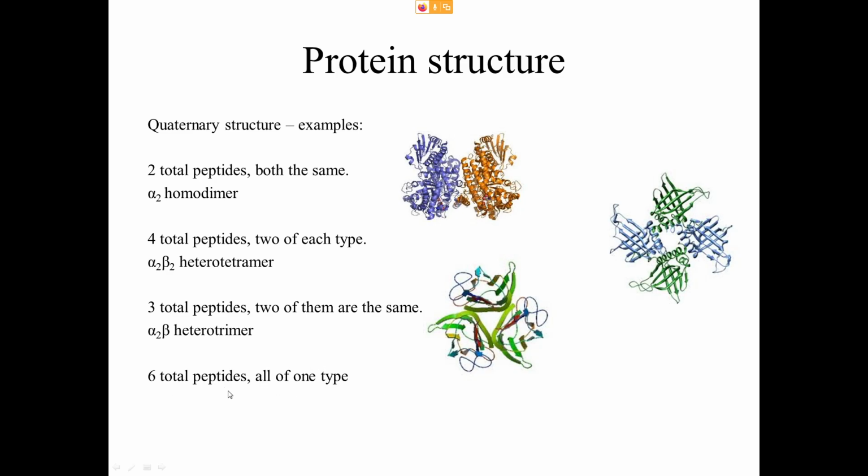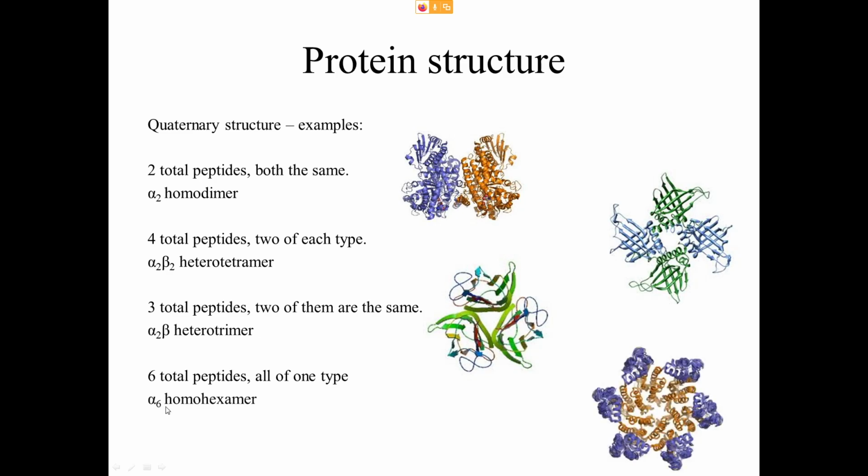What would you call that? So 6 total peptides would be called a what? Hexamer. A hexamer, right? Like trimer or dimer or tetramer, but hexamer. And they're all of the same type, so homohexamer, exactly. I don't need any prefix in front of it, right? I don't need the alpha 6 because it says homo. You never need a prefix for that because you know they're all the same.